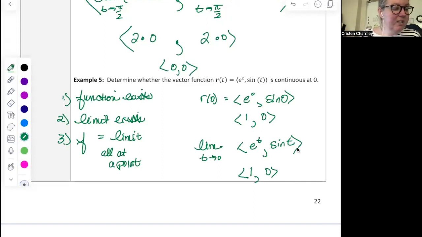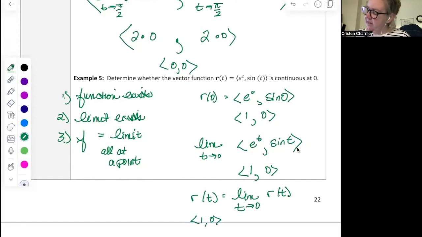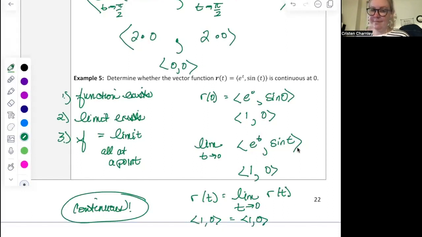Now, we want to make sure that r of t is equal to the limit as t approaches 0 of r of t. That's a better way to write it. And in fact, they are. We said r of 0 was 1, 0. We said the limit was 1, 0. So yes, indeed, they do equal each other. This is continuous. All right.